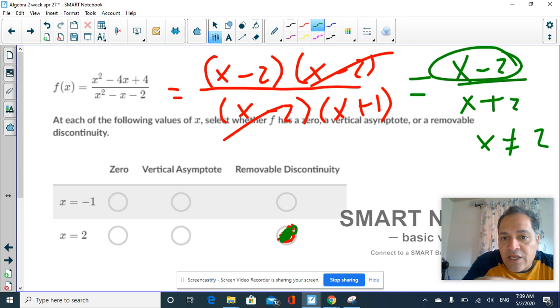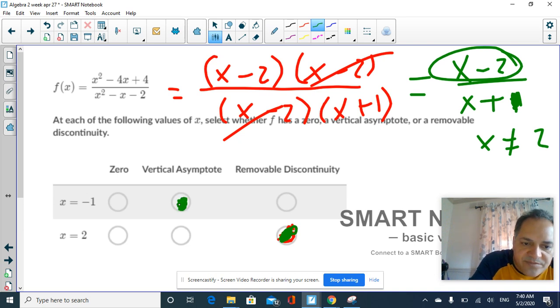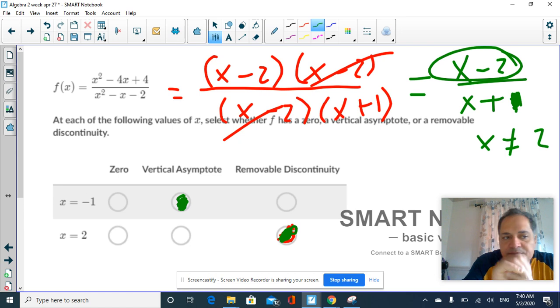Removable discontinuity. So now we have x plus 2 at the denominator. So we have a vertical asymptote at x equal negative 2. It's not mentioned here, sorry, it's 1 here. After we cancel x minus 2, it's x plus 1. So at x equal negative 1, we have what? Vertical asymptote. We got it?